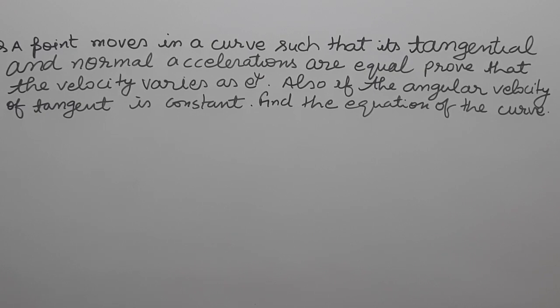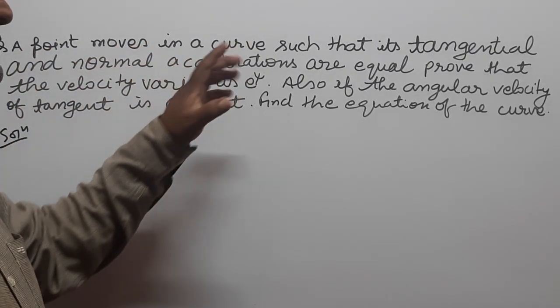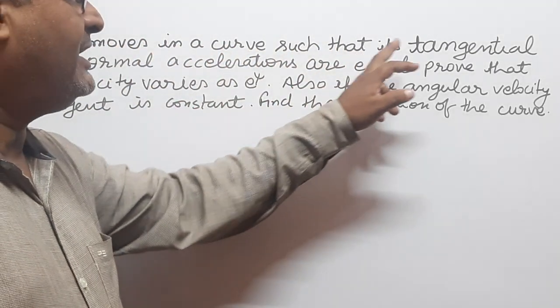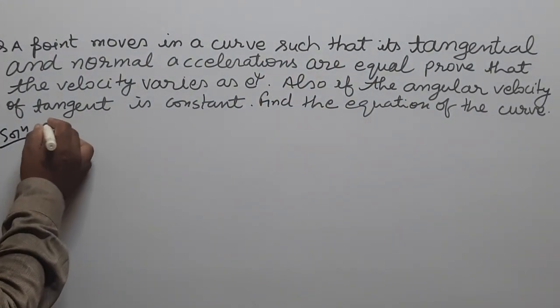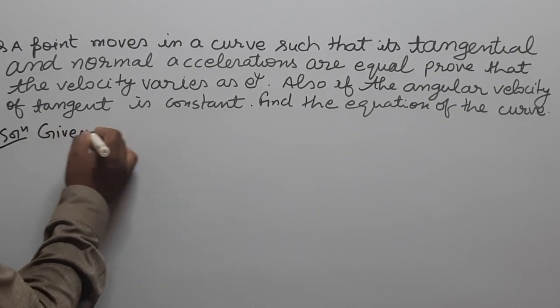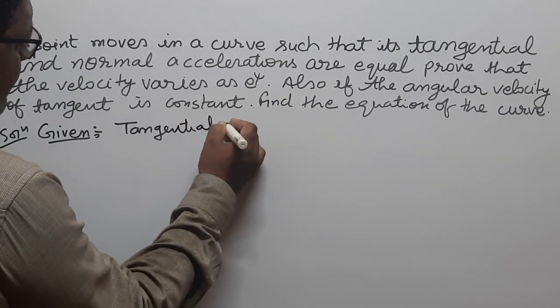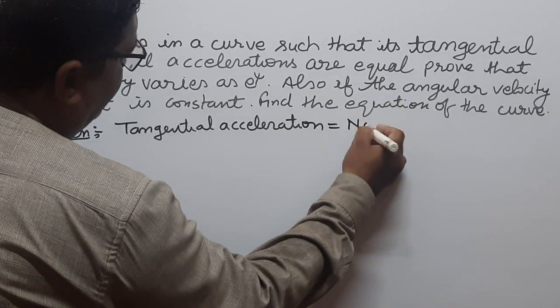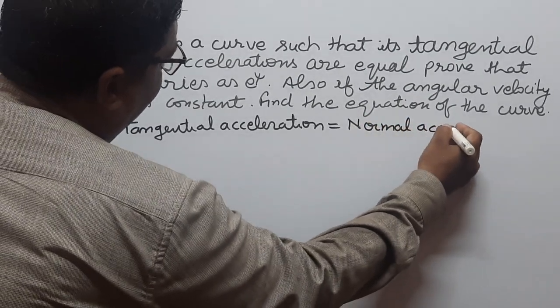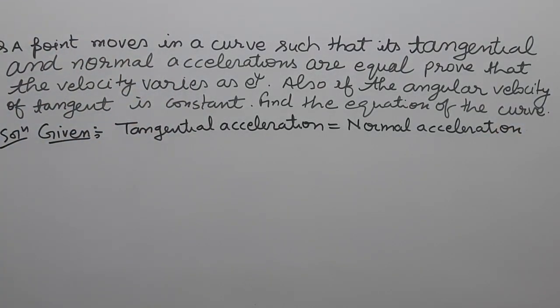So first we see what is given. A point moves in a curve such that its tangential and normal acceleration are equal. So given: tangential acceleration is equal to normal acceleration. This is given here.